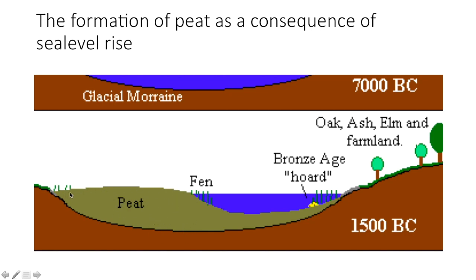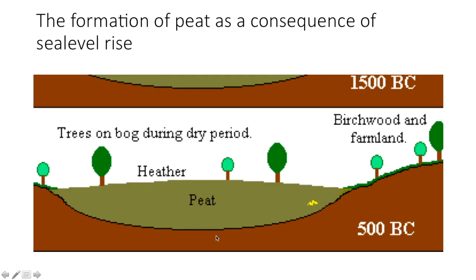What happens is plants, they live there, and then they die, and they deposit on the bottom of the lake, and then other plants grow on top of them. They die, and they deposit on the bottom of the lake. And so the lake is filled up, especially from the sides, with peat. And this goes on for a while until the entire lake is filled up.